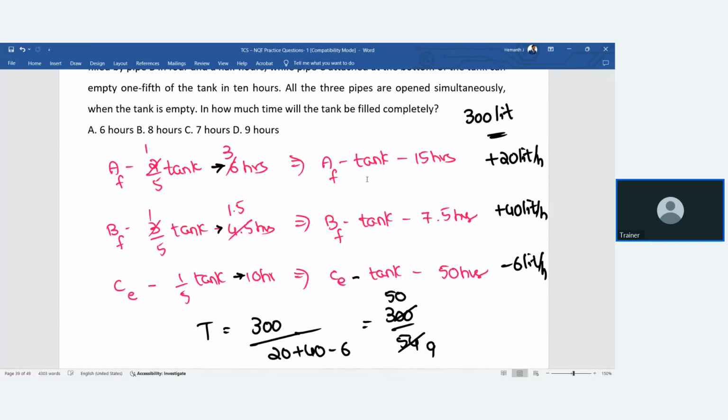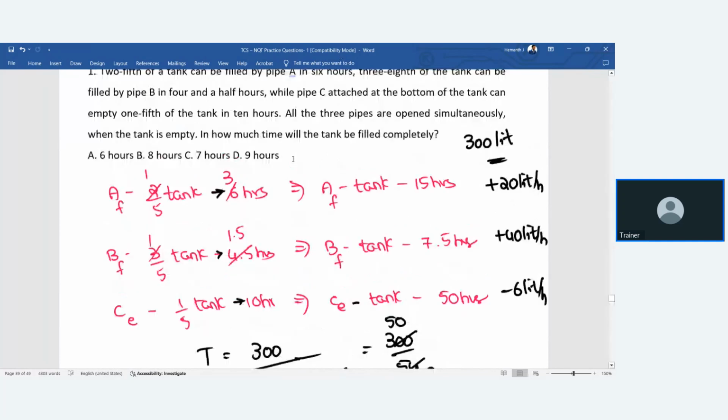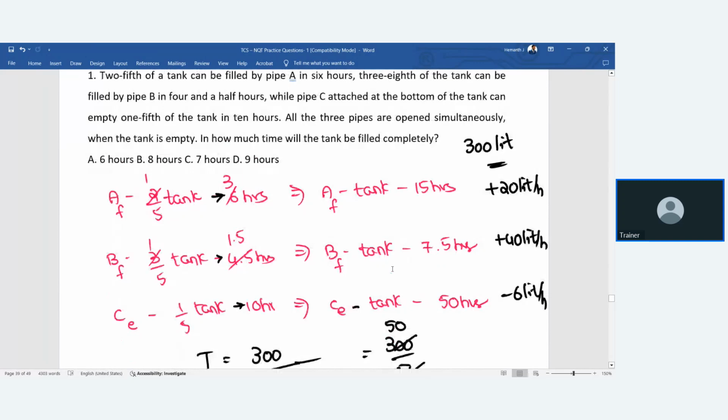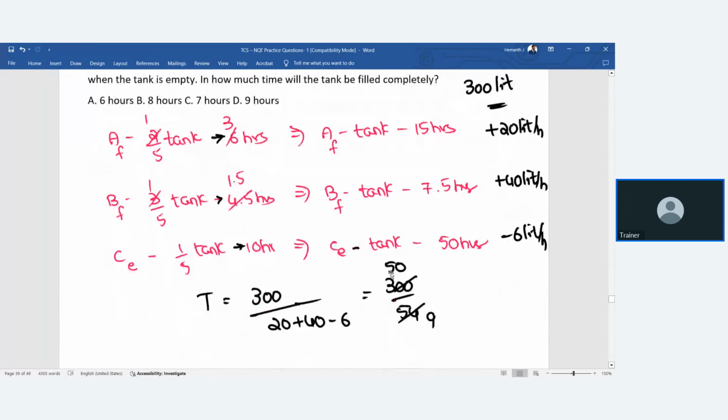Right, wait, is there any other thing? 2/5 of the tank in 6 hours, perfect. 3/8 of the tank in 4.5 hours, so that's why 4.5, this is 1.5. B filling the tank in 7.5 hours is perfect. Whereas C attached at the bottom of the tank is emptying 1/5 of the tank in 10 hours, so the full tank in 50 hours. So it's all perfect. So 50 divided by 9 is the answer required.